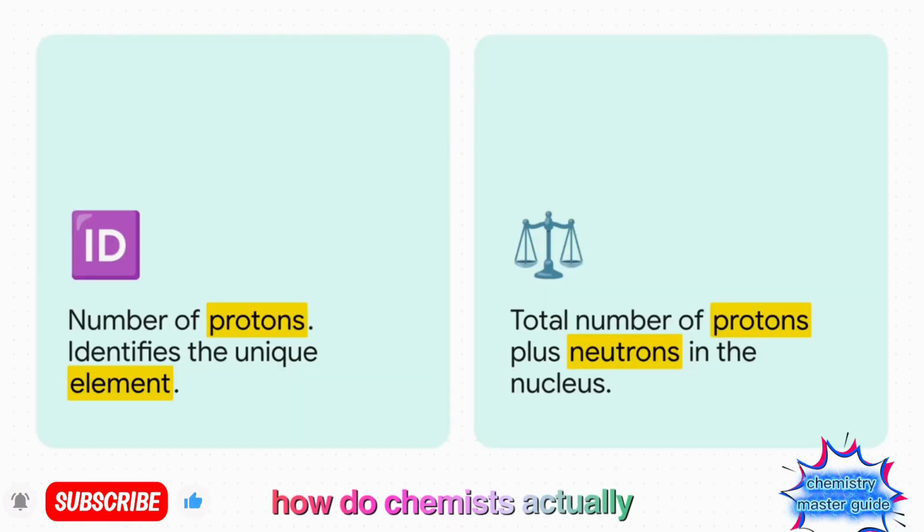Section 4. Decoding the numbers. So how do chemists actually identify these atoms? They use two absolutely vital numbers. First is the proton number, or Z. This acts as the atom's unique ID card. No two elements share the same proton number. Then there's the mass number, or A, which is simply the total count of those heavy particles, the protons plus the neutrons, packed tightly into the nucleus.